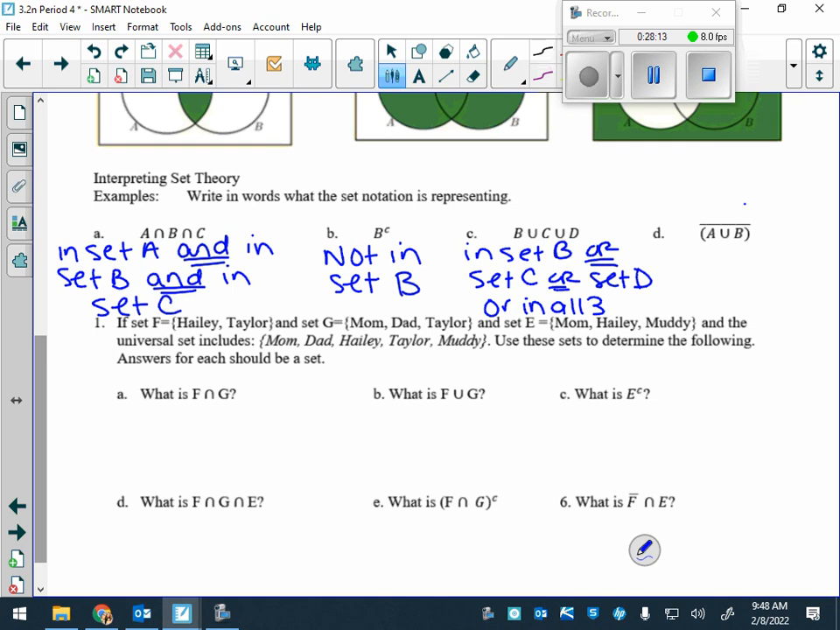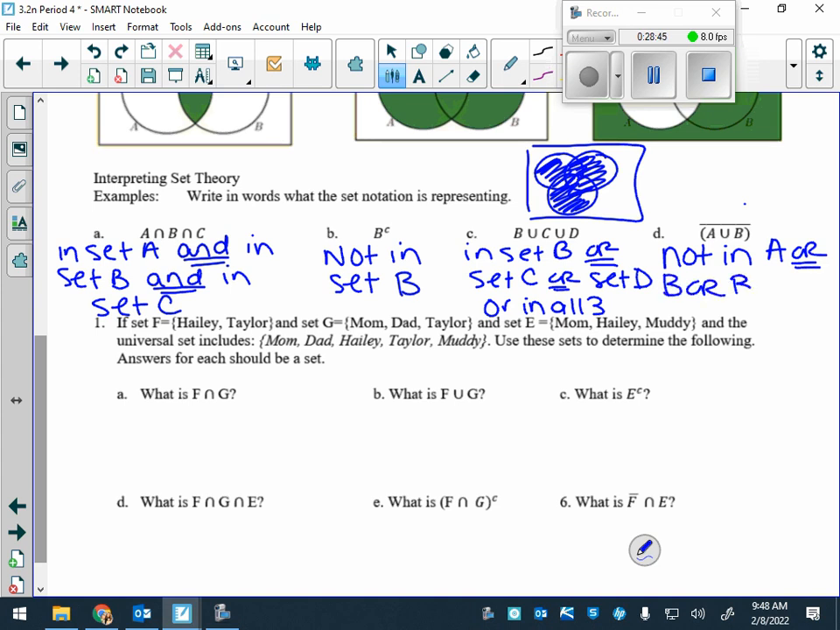Okay, what it looks like on a Venn diagram with the triple set. Okay, this is what a triple Venn diagram looks like. It would be all three circles, including the overlaps shaded in. Okay. The last one for D. Not in A or B or both. It's pretty much the outside of the Venn diagram.